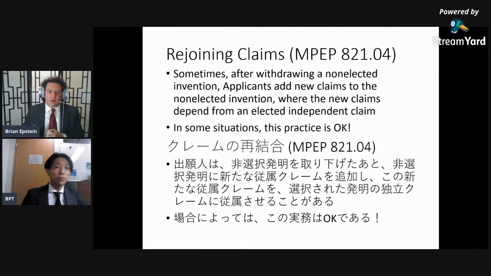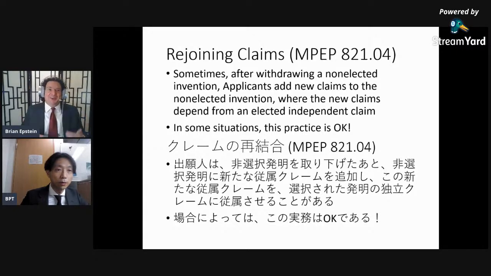However, if they depend from an allowable claim, when the application moves to allowance, the examiner will just do a quick check to make sure that these claims comply with statutory bases like indefiniteness, and then they will be allowed based on their dependence from the allowed independent claim. However, their subject matter will not be substantively examined.